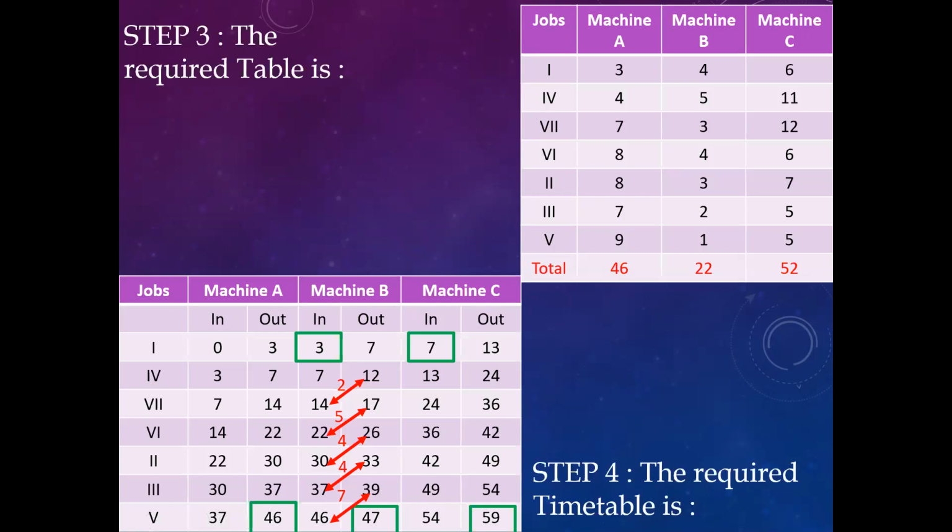I repeat it again. For machine B, how will you check your answer? 3 plus 2 plus 5 plus 4 plus 4 plus 7 plus the difference of 59 and 47. That is 12 hours. So apart from 3 plus 2 plus 5 plus 4 plus 4 plus 7, you also have to add 12, which is nothing but 59 minus 47.